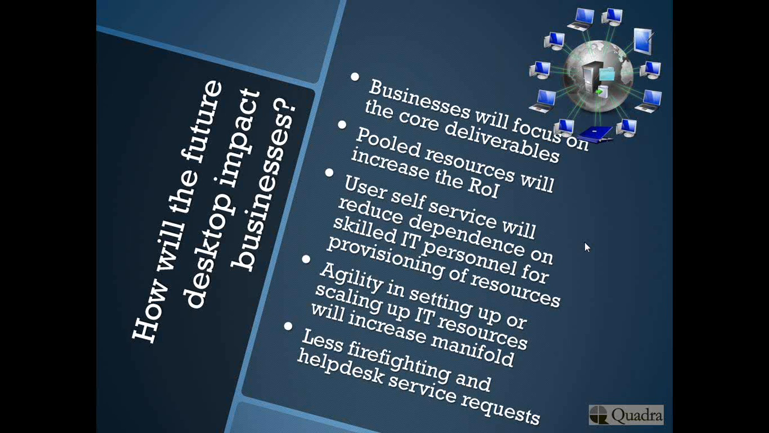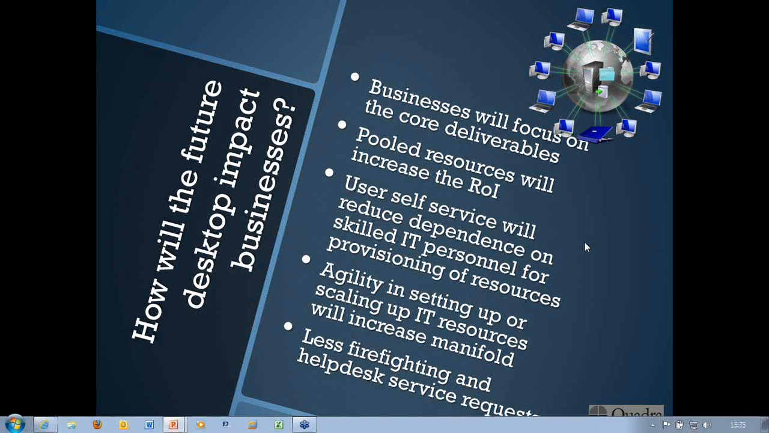Now, again, when it's going to be a virtualized environment for desktops, the agility in setting up or scaling up the IT resources will increase manifold. So they don't have to wait for 2 or 3 days or a week for an infrastructure to be made available for a particular department or a particular project. All that would happen is they will log into their system and immediately ask for this particular provision, and within a few minutes they will be able to access all the resources that are required for a project or a new venture.